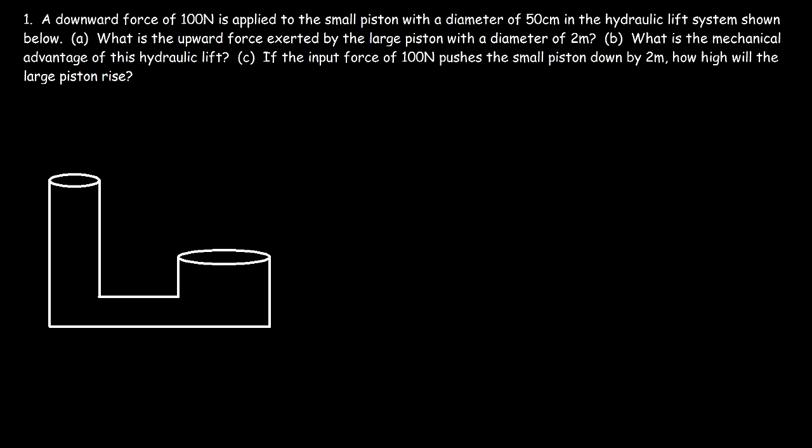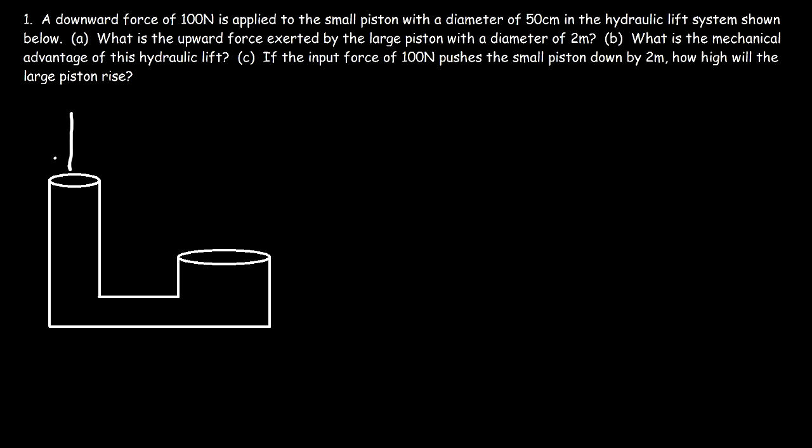Now let's start this video with a problem. A downward force of 100 newtons is applied to the small piston with a diameter of 50 centimeters in the hydraulic lift system shown below. What is the upward force exerted by the large piston with a diameter of 2 meters?